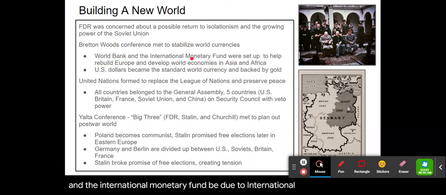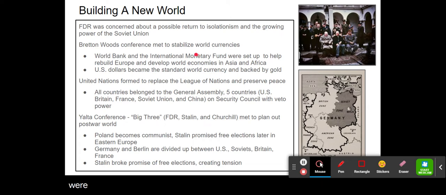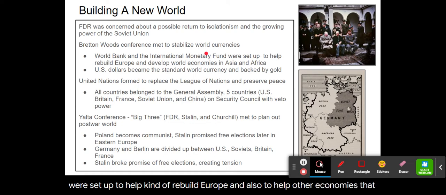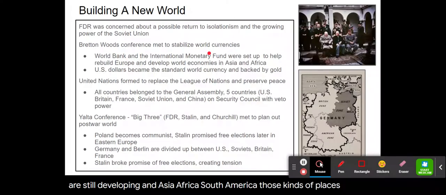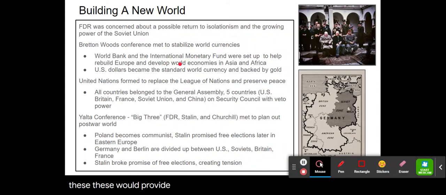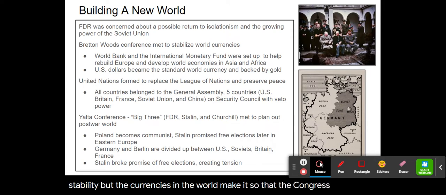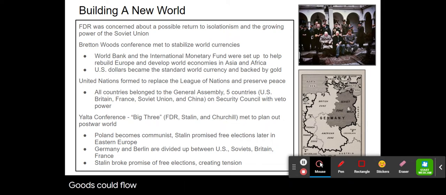These are two international organizations that were set up to help rebuild Europe and also to help other economies that were still developing in Asia, Africa, South America, those kinds of places. And so these would provide loans to countries. They would provide stability with the currencies in the world and make it so that the goods could flow around the world and make it easier to trade.